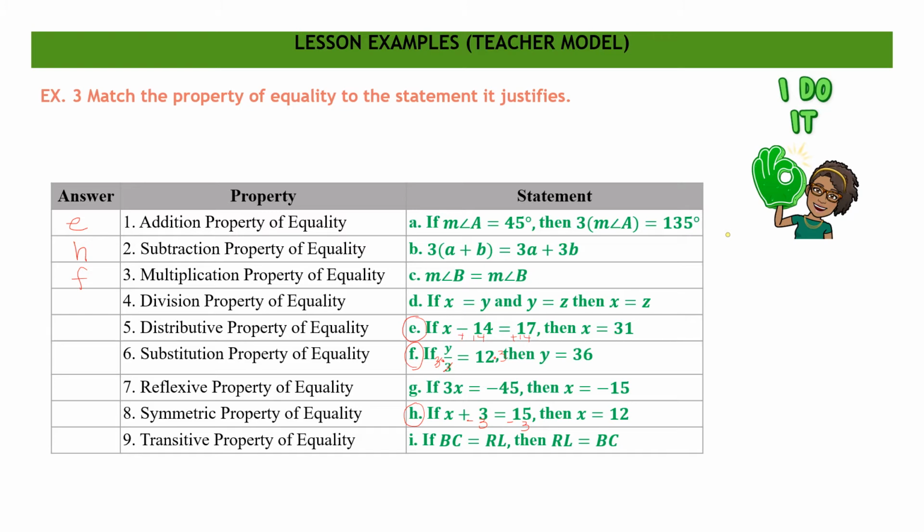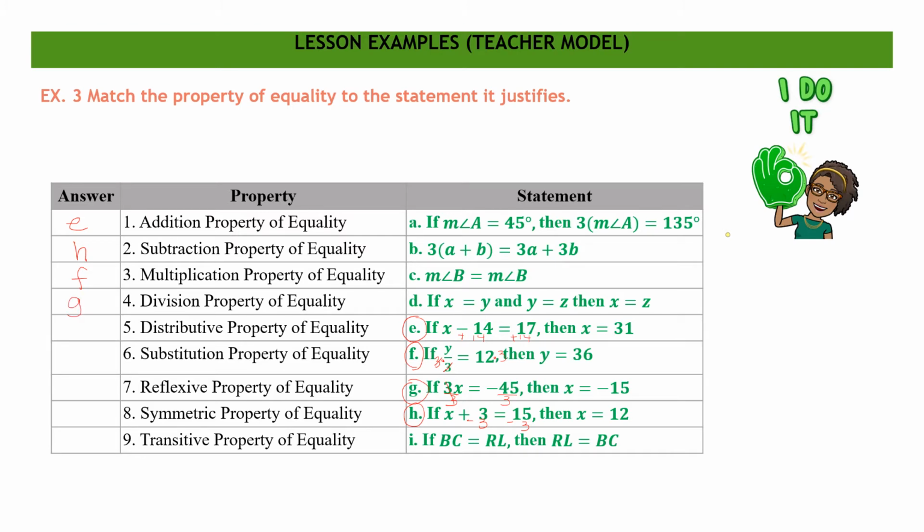All right, let's look at my next one, division property of equality. So that means I'm looking at a statement where I would have to divide in order to eliminate or balance my equation. So let's look at G here. It says if 3x equals negative 45, then x equals negative 15. Well, if I wanted to eliminate this 3 to get the x by itself, I would have to divide both sides by 3. That would eliminate my 3, and I would have x equals, and then negative 45 divided by 3 would give me negative 15. So division property of equality would be statement G.